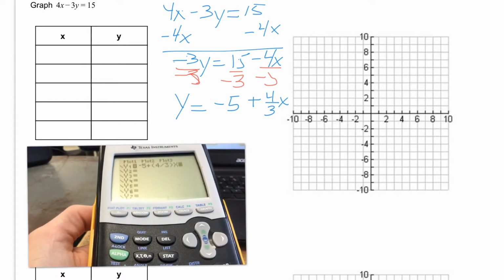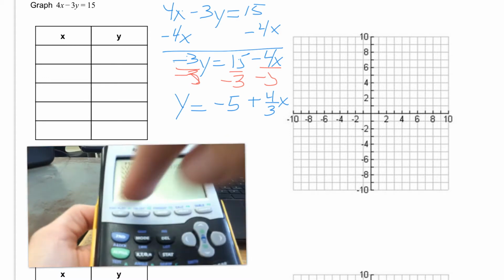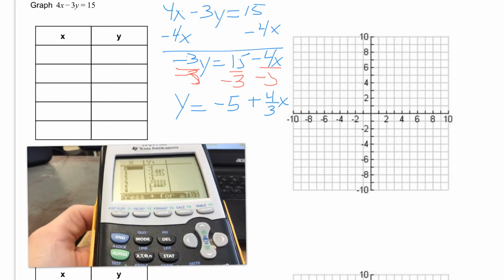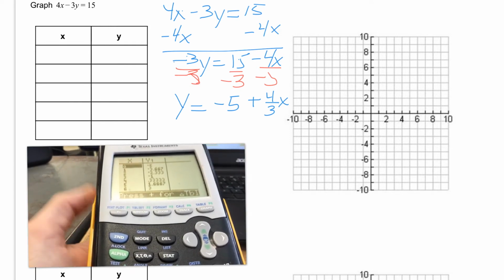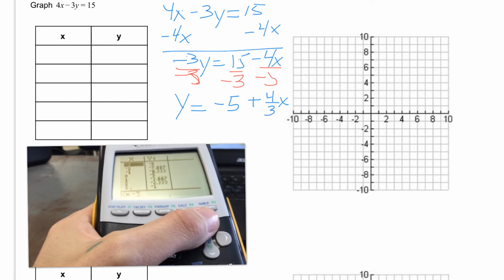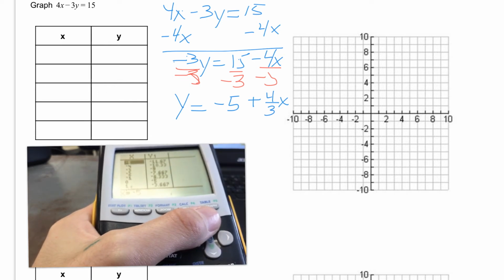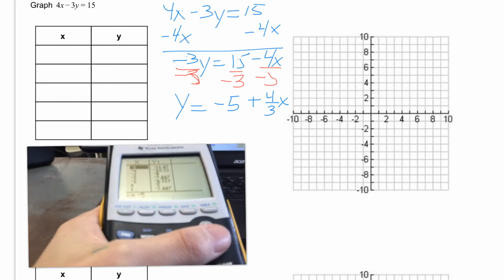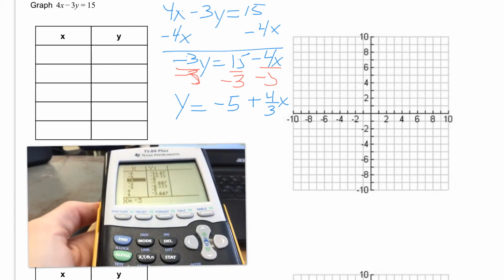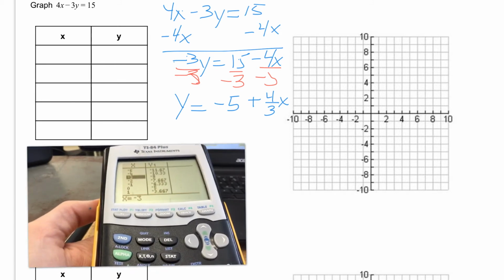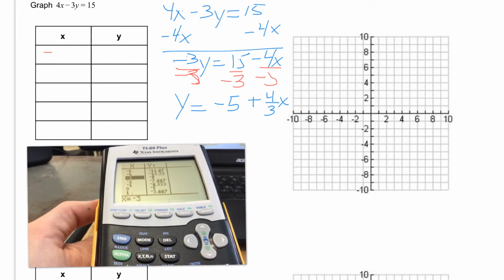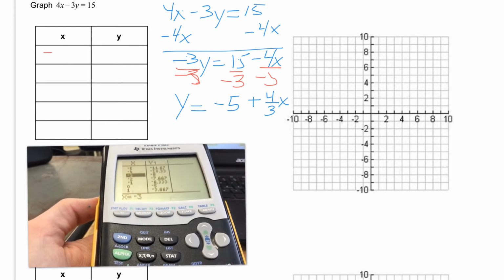To look at my table of values, I'm going to go to the table button, which is here. Since it's in blue, I'm going to hit the blue second key first. And then I can scroll up and down and find some points. So if I scroll up a little bit, looking for some good points, I get negative 3, negative 9. That's a nice point, so let's go ahead and put that point in there. So negative 3, negative 9, and it will fit on my graph.